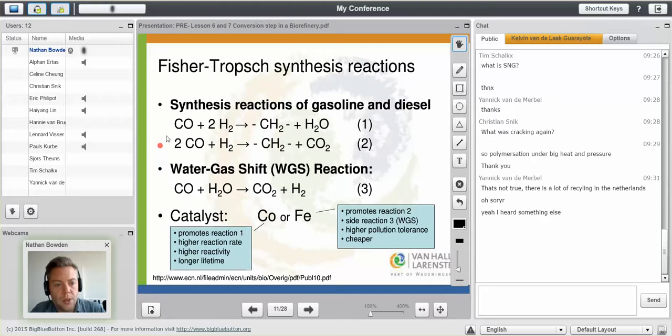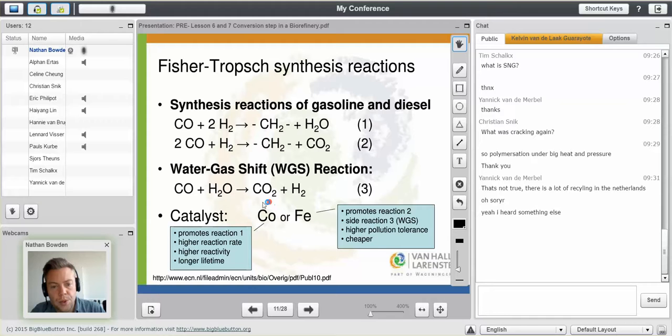Iron promotes the second reaction, with a small side reaction of the water gas shift. It has a higher pollution tolerance, which means it is less sensitive to anything polluting that is inhibiting the reaction. And iron is a lot cheaper than cobalt or platinum. So if you use iron, you'll still produce hydrocarbons, but you'll also produce CO2.